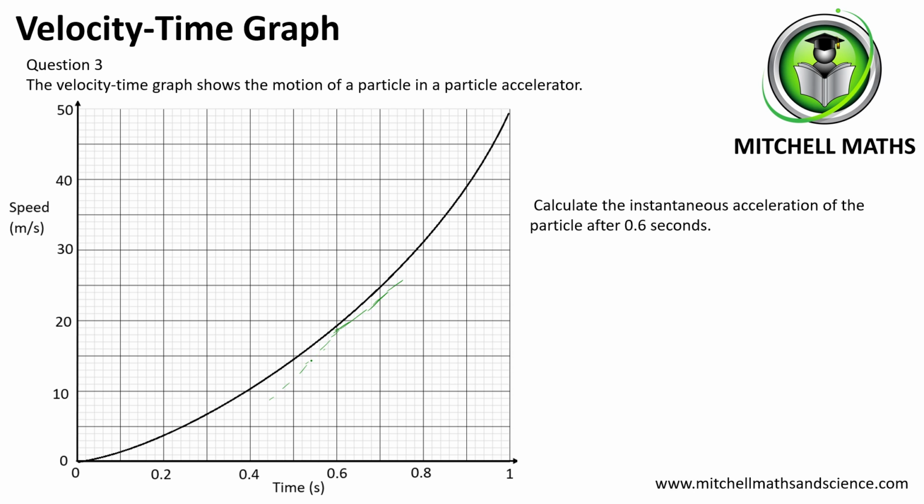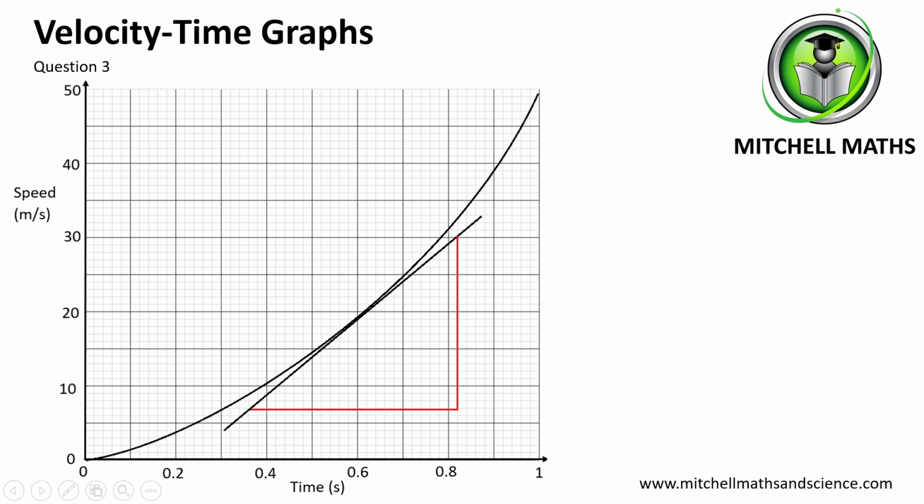And once you've got your tangent drawn, you can then calculate the gradient of the tangent to find your instantaneous acceleration. Because if you remember, the gradient on a velocity time graph is equal to the acceleration. So we'll just have a look at what the tangent looks like. So I've drawn a tangent there. It's touching at 0.6.